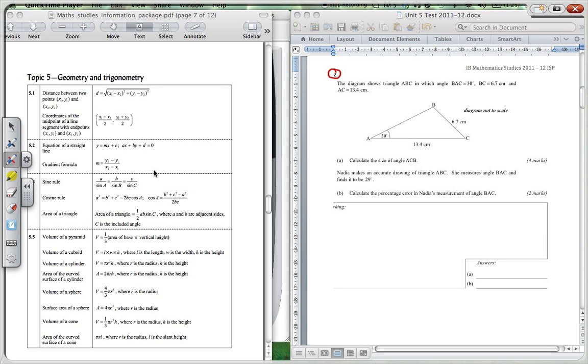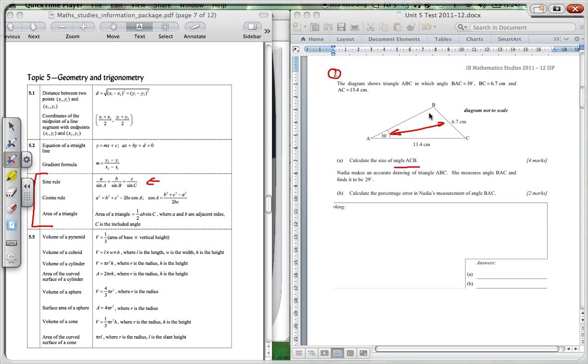So straight away, if we don't know if it's a right angle triangle, then we are going to be using these rules over here. So it says calculate the size of angle ACB. Now, because we've got an angle and an opposite side, we're going to be using the sine rule. So I'm going to be using this rule over here.